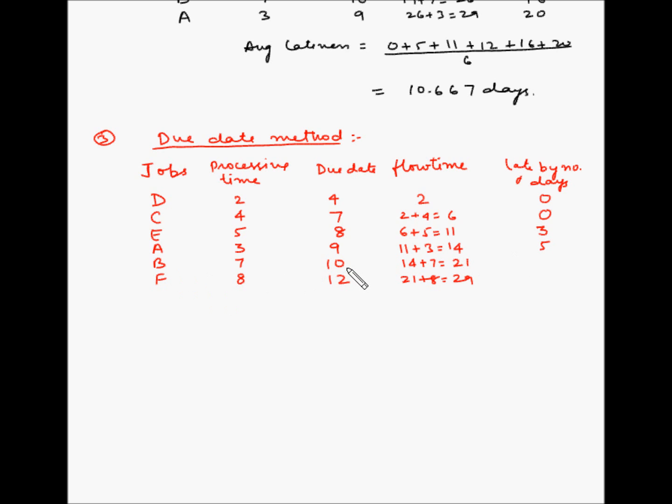B is due on the 10th day, but we can deliver on the 21st day, so this is late by 21 minus 10, which is 11 days. And F is due on the 12th day, but we can deliver on the 29th day, so this is late by 29 minus 12, which is 17 days.